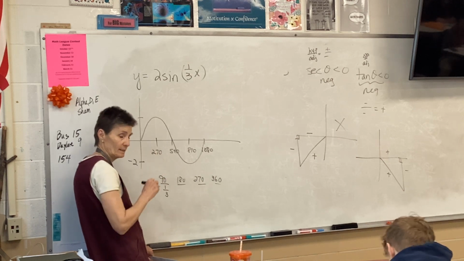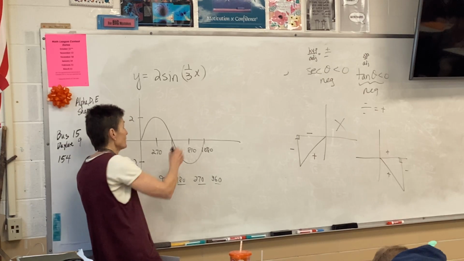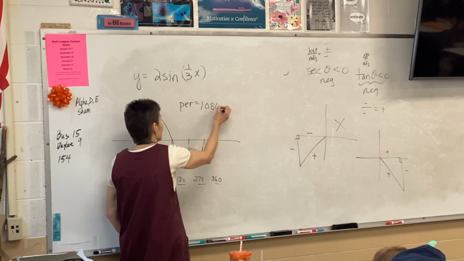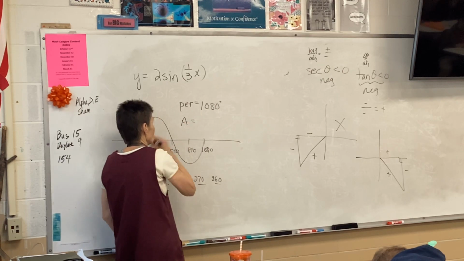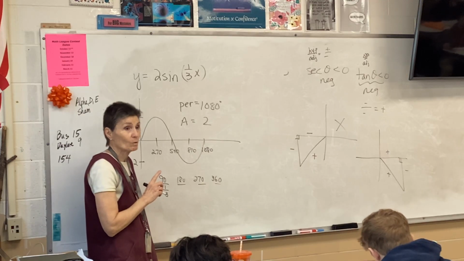You'll have a little calculator to help you, so don't think. What's my period? 1080. What's my amplitude? 2. Got it. Good job. We did that pretty quickly. Anybody have a question about that?